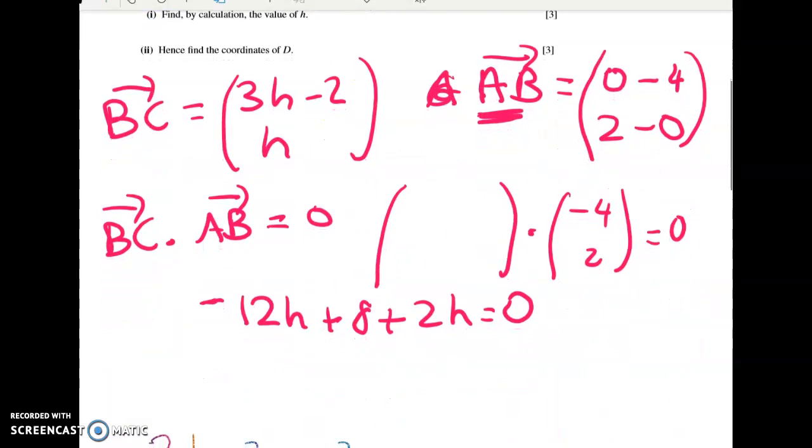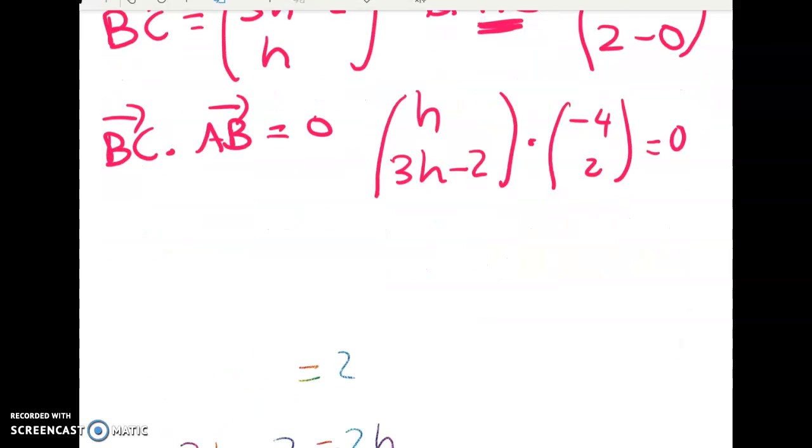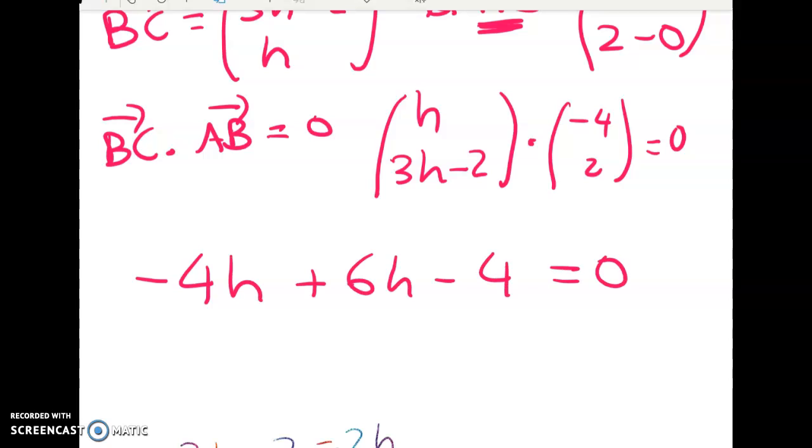So this vector here should not be 3 minus 2h. It should be h and 3h minus 2 like that. Remember that usually you're going to get easy numbers in the Cambridge exams. So if you see that you're not getting a nice round number, it's worth checking it back to do it. I was trying to show you that this was a really good way to do this question, but I don't think you will think that now. So there's negative 4h plus 6h minus 4 is equal to 0. 2h minus 4 equals 0, and you get h equals 2.